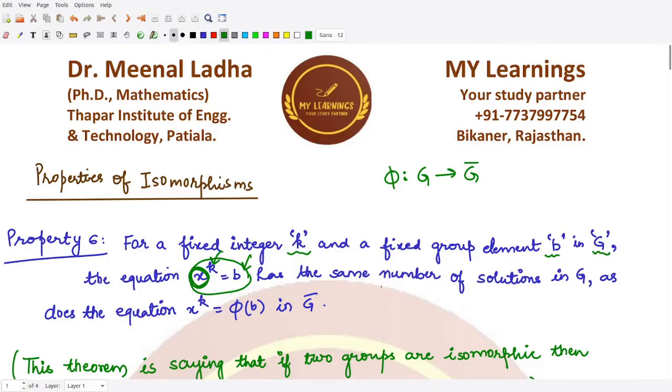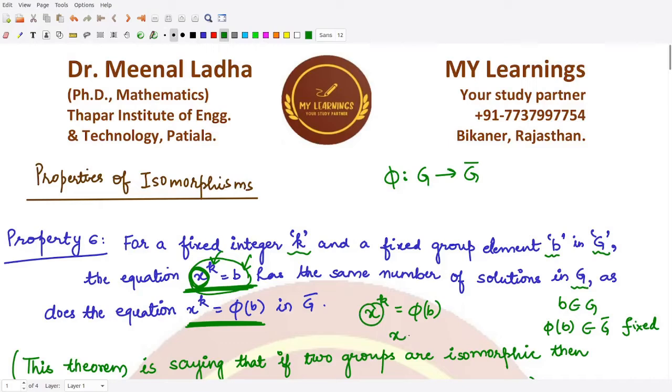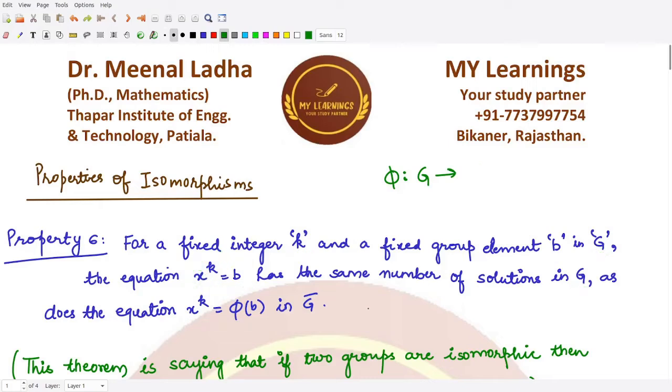This equation would have some number of solutions in the set G because all the elements x and b are taken from the group G, right? So this equation x to the power k is equal to b would have exactly the same number of solutions as x to the power k is equal to phi of b. Now, as b belongs to G and is fixed, phi of b belongs to G bar and is also fixed, right? If that is so, then this equation x to the power k is equal to phi of b would give us the values of x which are members of G bar, right? And here k is also fixed. So both of these equations, x raised to the power k is equal to b and x raised to the power k is equal to phi of b, have the same number of solutions, right?